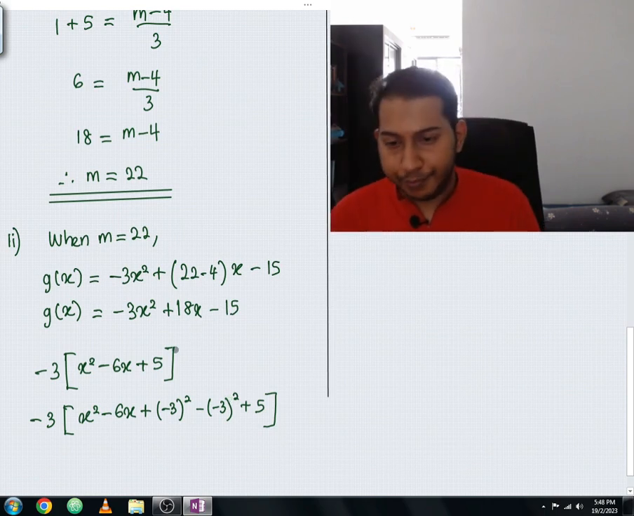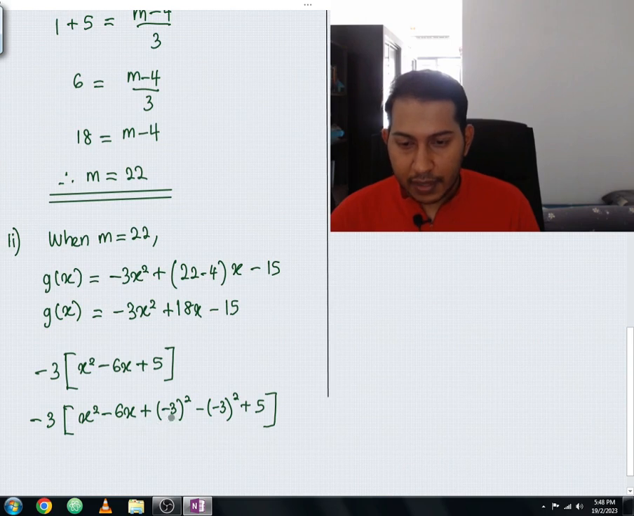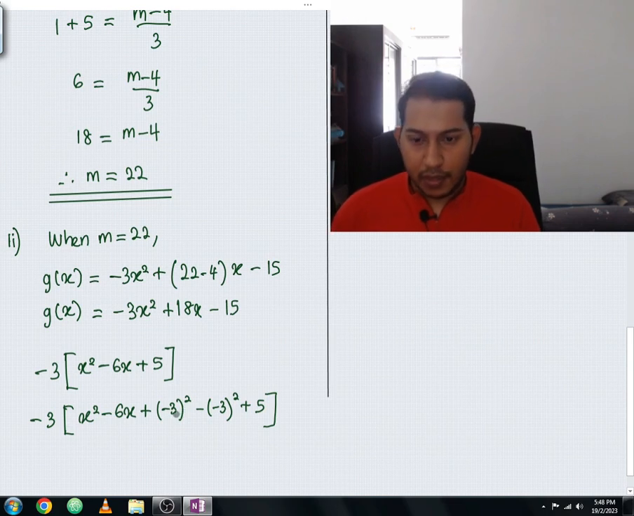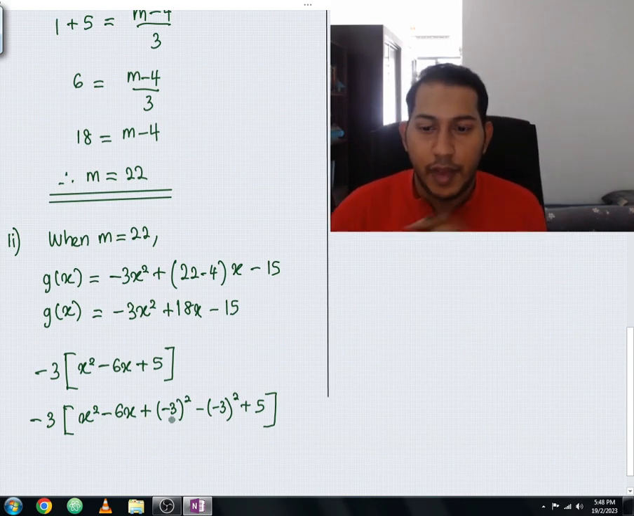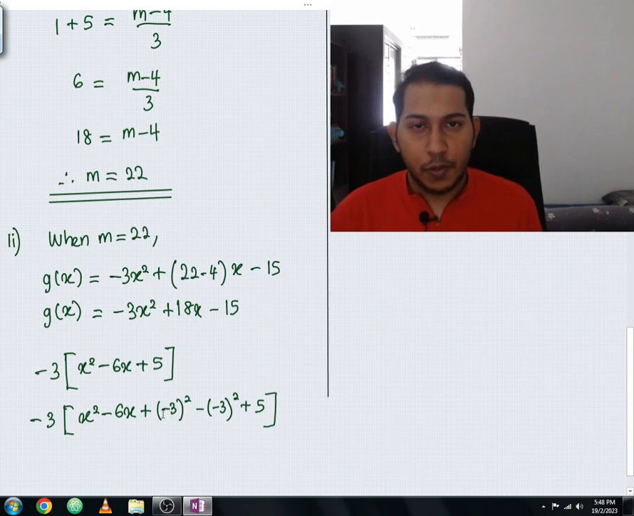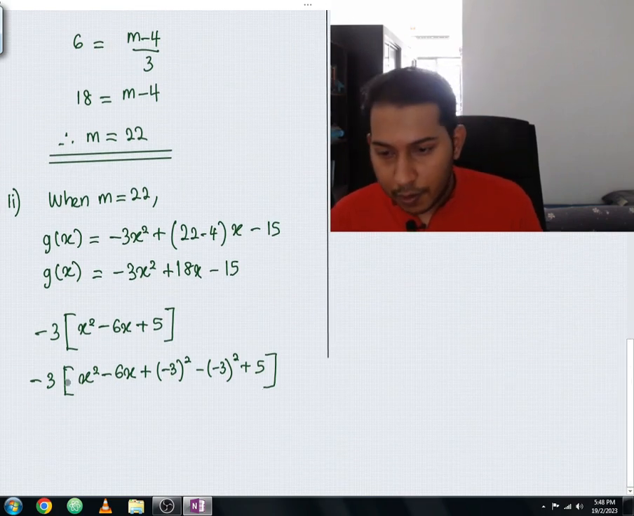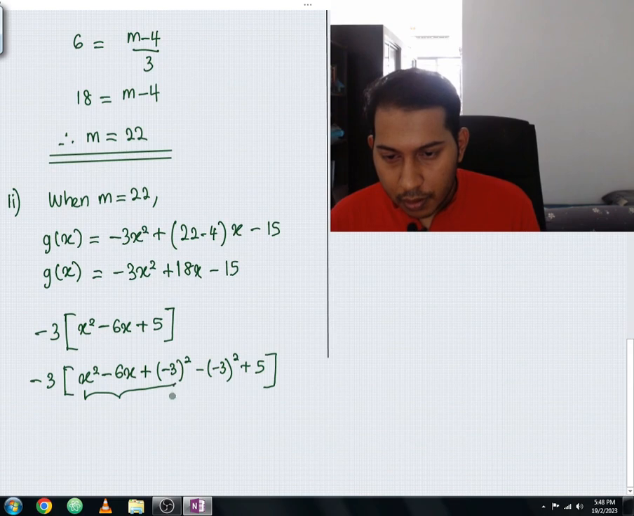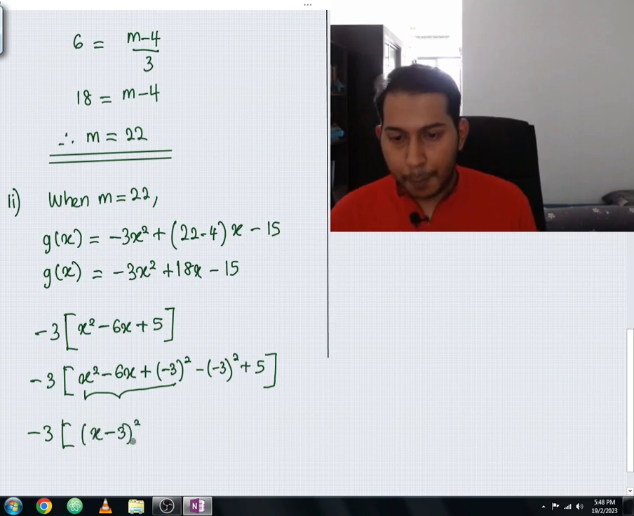Close bracket. So from here, what we're going to do is this: x squared minus 6x plus negative 3 squared. Anything you square, you get positive. So when you square this, you get 9. So x squared minus 6x plus 9 can be reduced into a quadratic factor of x minus 3 squared. So for the next step, we're going to reduce this as x minus 3 squared.